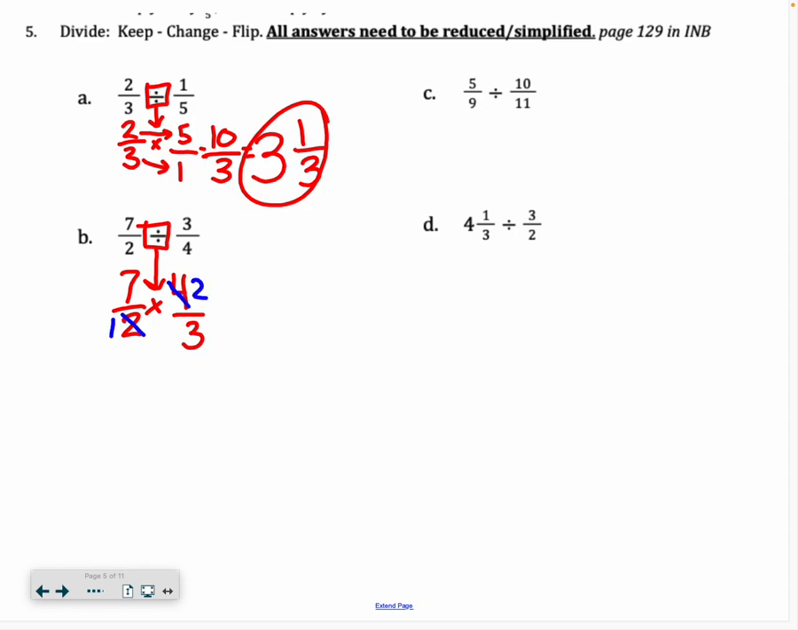And so then if I multiply across, 7 times 2 is 14, 1 times 3 is 3, and 14 divided by 3, I can take 3, 6, 9, 12, 4 whole groups away, and I'm left with 2/3.